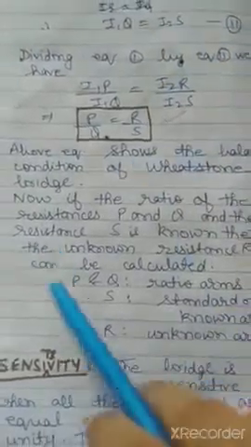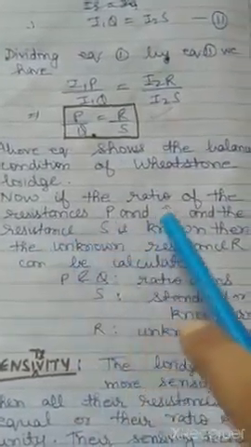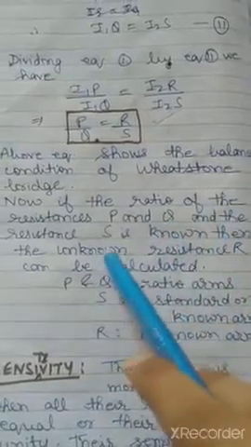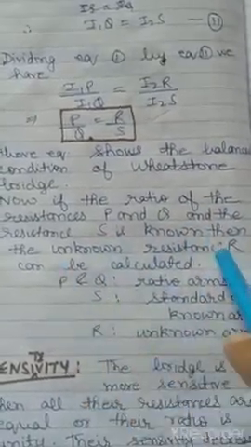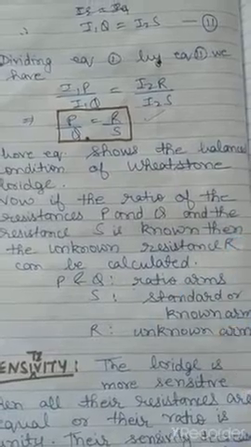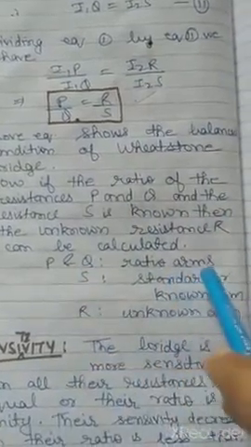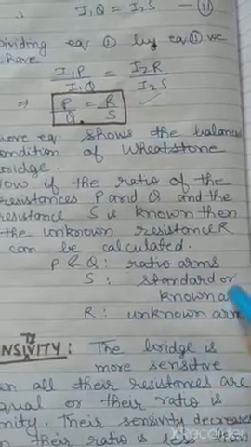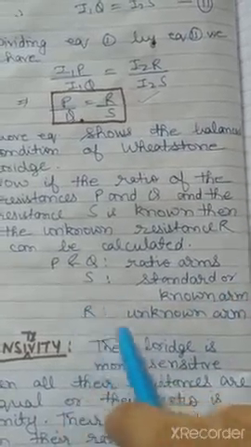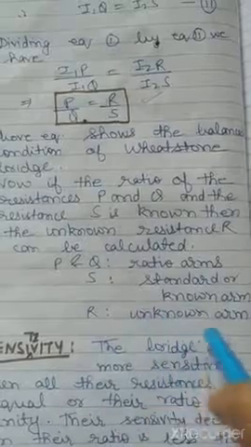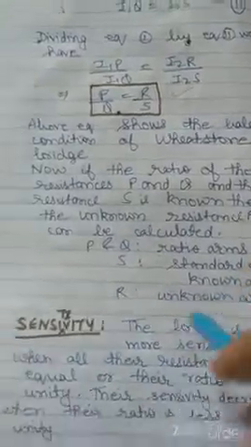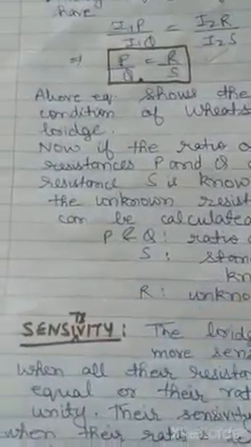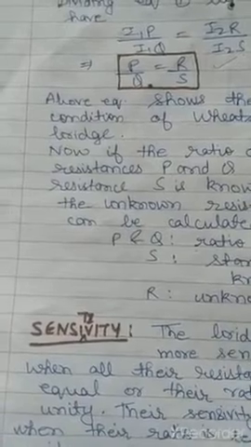Now if the ratio of the resistances P and Q is known and the resistance S is known, we can find the unknown resistance R. P and Q are known as the ratio arms, S, the variable resistance, is known as the standard or known arm, and R, whose resistance we will find, is known as the unknown resistance. About the sensitivity, it tells us the accuracy of the instrument.